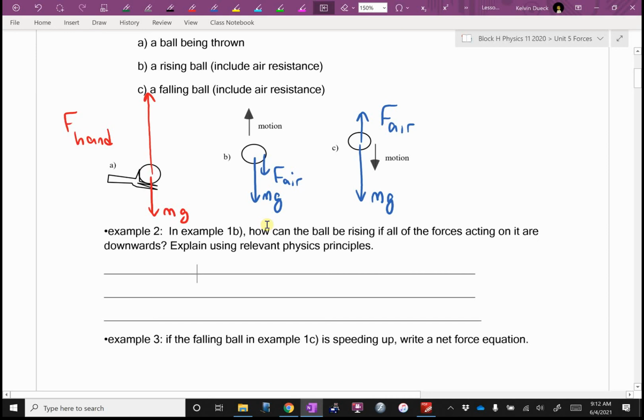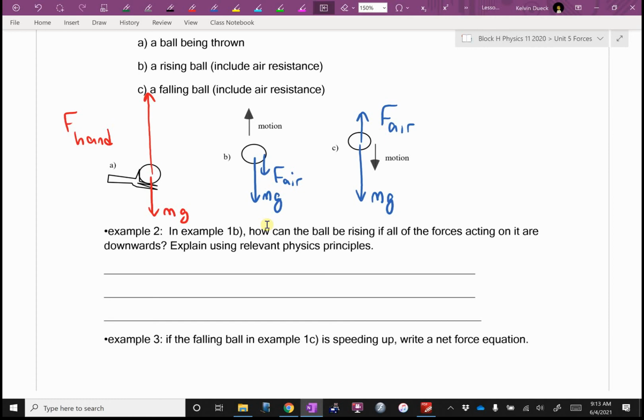Okay. Is our diagram correct? Jaden, is the diagram for B correct? Say it out loud for my YouTube video. Jaden's nodding, YouTube. Yes. So it must be possible. So the question is, how?